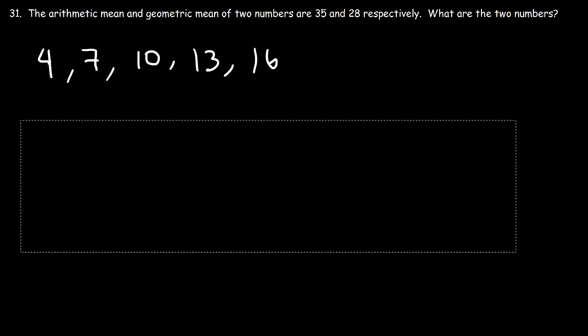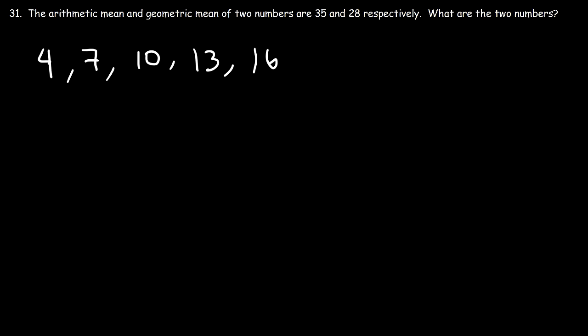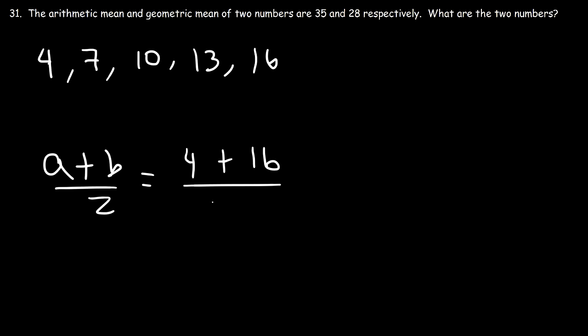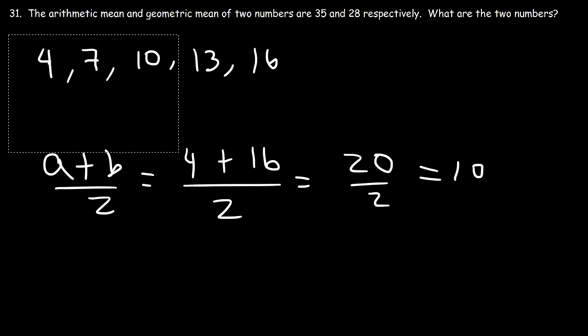Now, let's say I want to find the arithmetic mean between 4 and 16. It's going to give me the middle number, 10. So using the same formula, 4 plus 16 divided by 2, that's equal to 20 over 2, which is 10. So that's the basic idea behind the arithmetic mean.